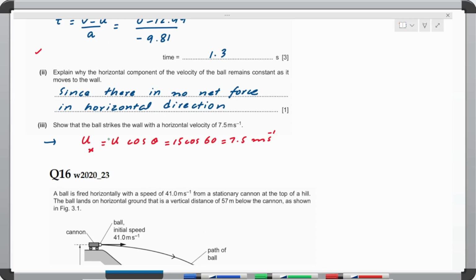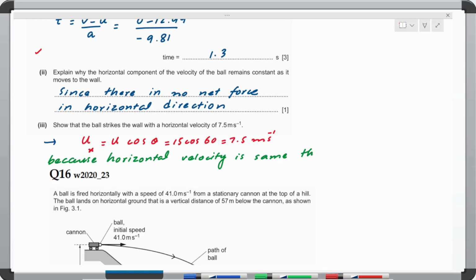So because horizontal velocity is same throughout the projectile motion. Alright, so this is how we answer this one.